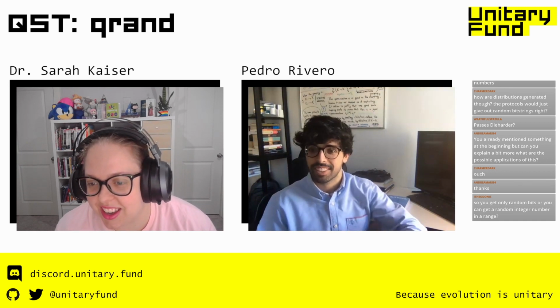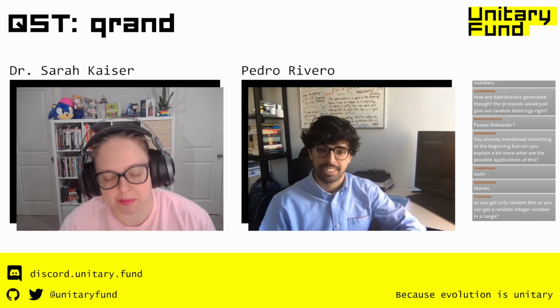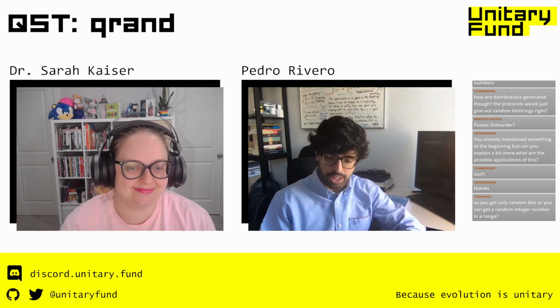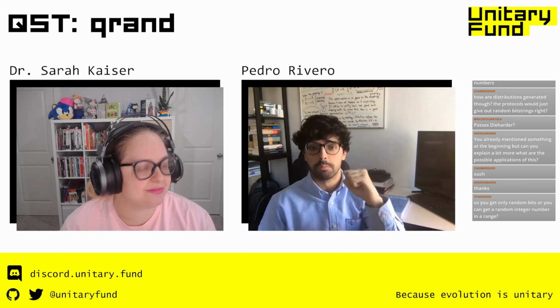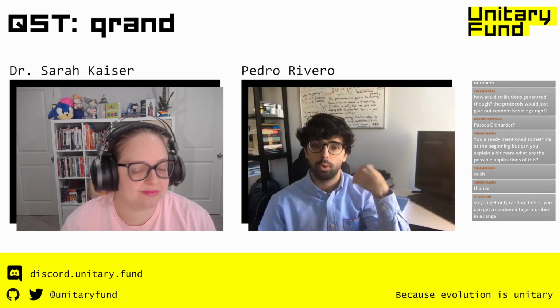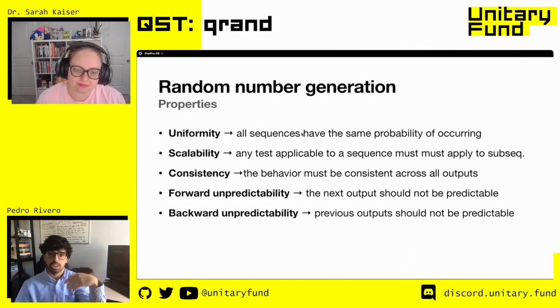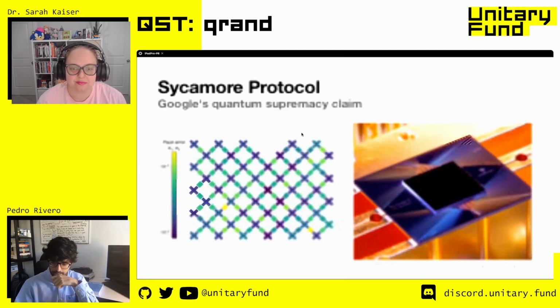Adonis asks, so you get only random bits, or can you get random integer numbers in a range? Good question. That's actually a great question. So what we get from the backend are random bits, but we have implemented functionality to transform those bits into, as you said, integers within a range, or let me actually show you that. Where is it? Okay, right here.